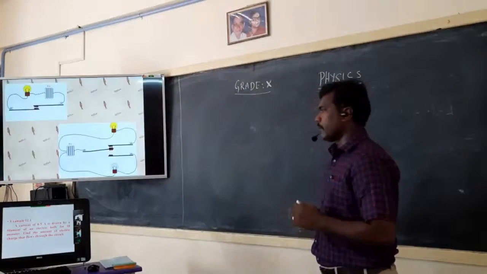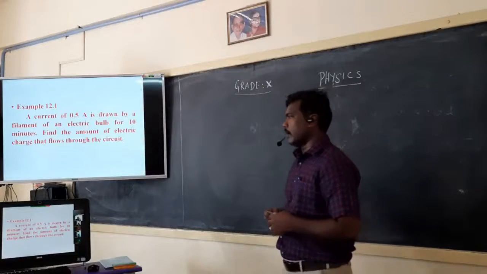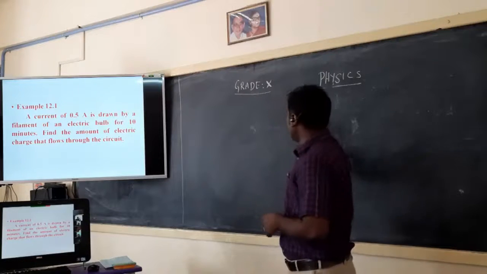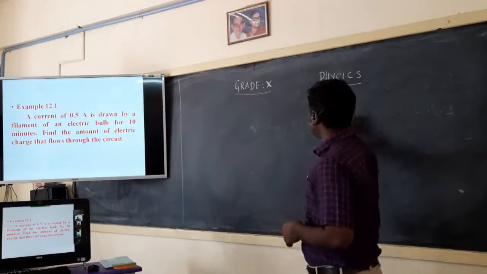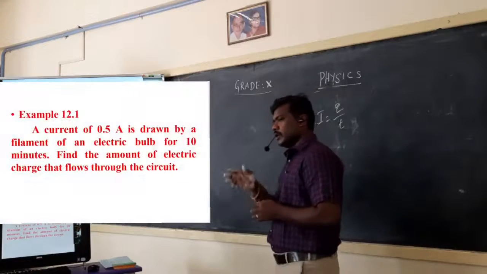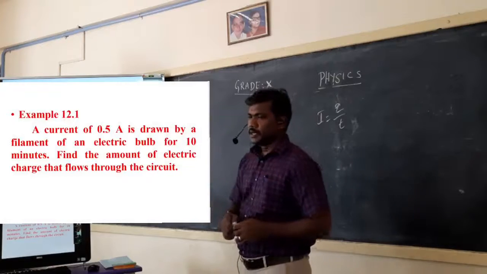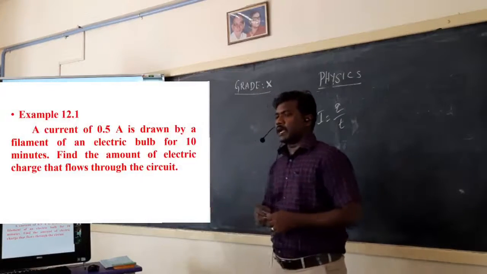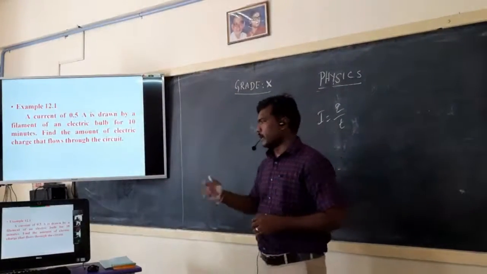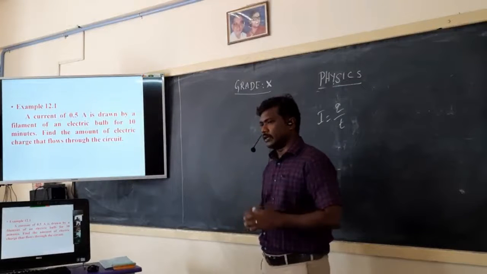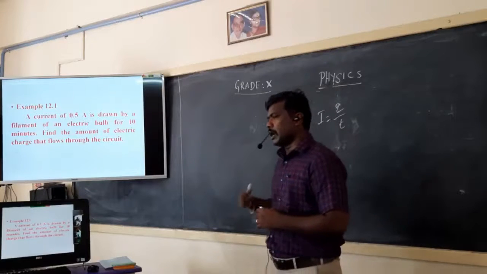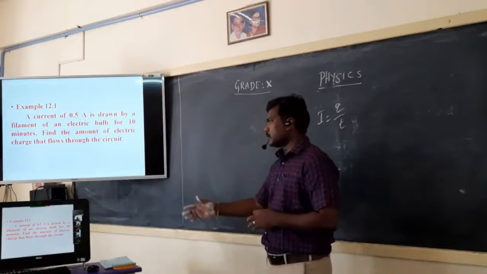A current of 0.5 ampere is drawn by the filament of an electric bulb for 10 minutes. So understand the concept first. We have the formula for electric current, I is equal to Q by t. When you apply the magnitude value into any formula in physics, you definitely convert that value into the SI unit. That is important. In that question, they have given the value of time period as 10 minutes. So you must convert that 10 minutes into seconds. After that, you apply it into the formula, and you can easily get that answer. Okay. See the next one.